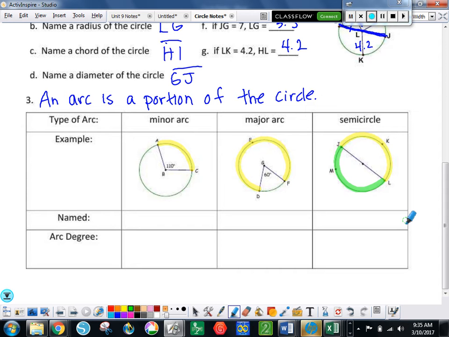So let's define what they are really quick. How would you define a minor arc? Lower half. It's like the smaller piece of the arc, right? I would name this arc AC. And the marking I put over AC, any guesses? It's going to look like an arc, yeah. Yep. It can't be a line because that would be a line segment, so it has to be an arc.